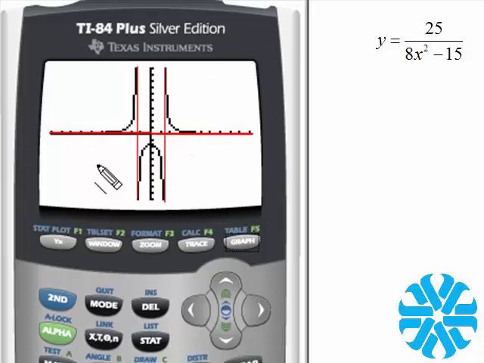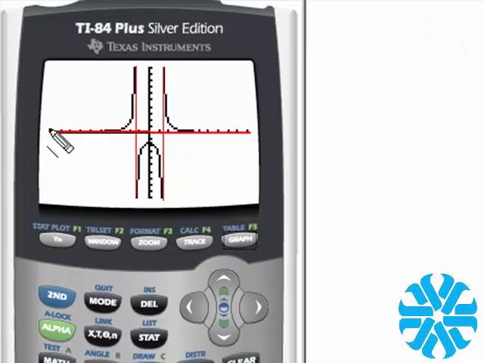Now, as we go from this vertical asymptote, x equals 1.4, and we move to the right, you can see that the curve goes down and it's approaching the x-axis. If we start at this vertical asymptote, x equals negative 1.4, and we move to the left, this curve goes down and it approaches the x-axis. Okay? So that was example number 3.